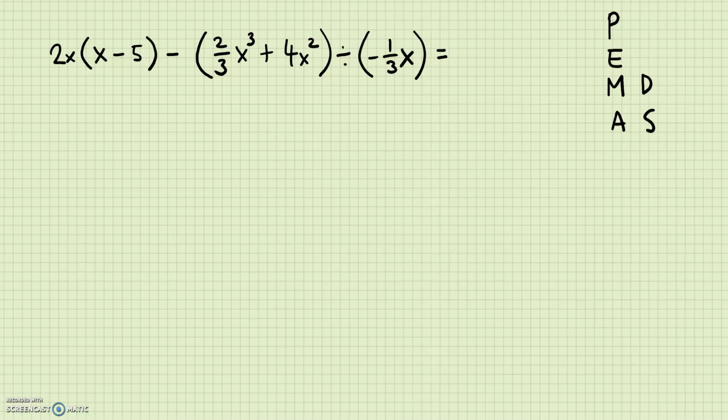So first, let's look at the parentheses. Can we simplify anything inside the parentheses? Well, we can't simplify anything here. We can't simplify anything in here. We can't simplify anything in here. Okay, so we're done with parentheses. How about exponents? Are there any exponents? We have an exponent here and here, but we can't really simplify any of them. Okay, so we're done with exponents.